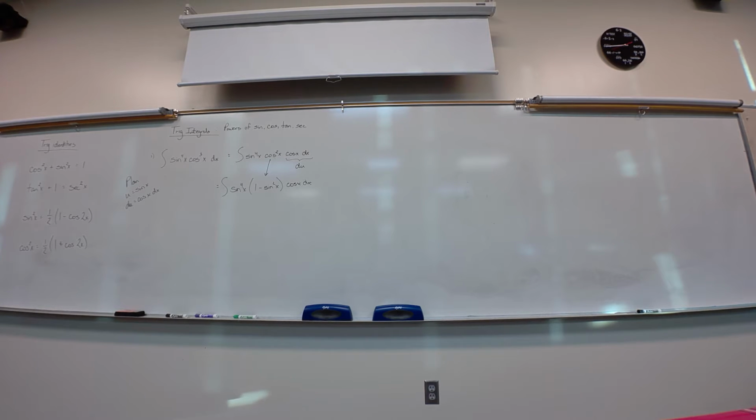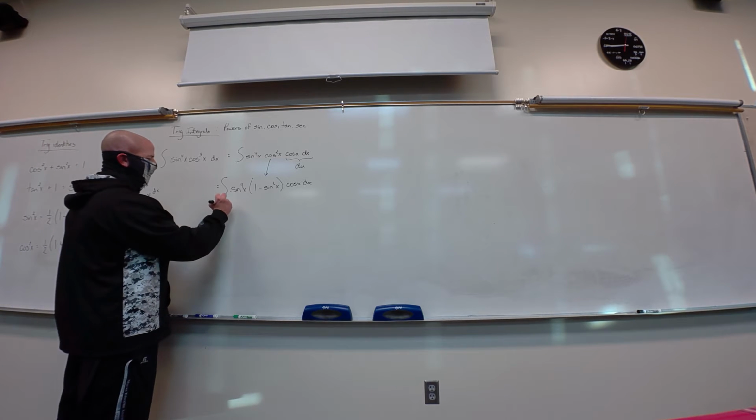Wait, isn't cosine squared equal to 1/2 plus... sorry, I'm using this one. Oh, right. That one would be a lot better to use. Yeah, this one wouldn't help me. You're right, I could substitute this, but then I got a cosine 2x mixed in there. Yeah, and you don't want that.